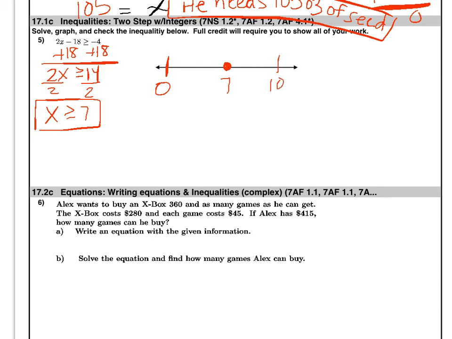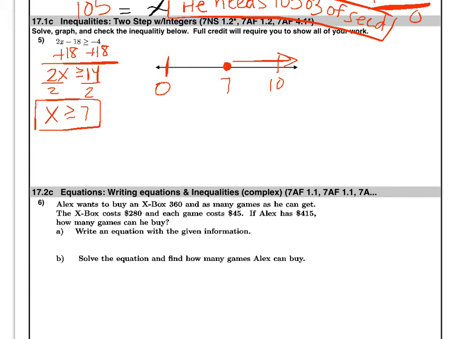And now I have to read my problem. X is greater than or equal to 7. Where are the numbers greater than 7? It's the numbers to the right. So I need to shade in the direction of the right. And now I need to do a check.